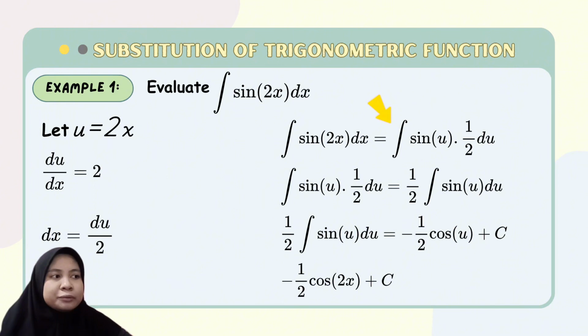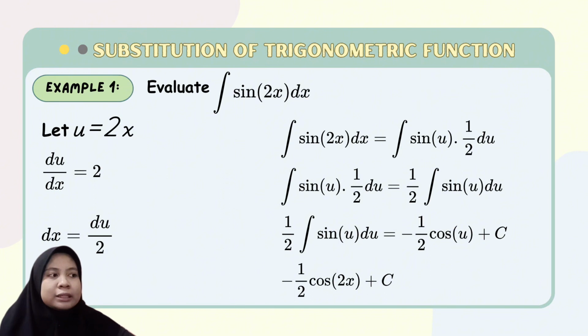The integral of sin 2x dx equals the integral of sin u multiplied by 1 over 2 du. Apply the constant multiple rule for integration. The integral of sin u multiplied by 1 over 2 du equals 1 over 2 times the integral of sin u du.